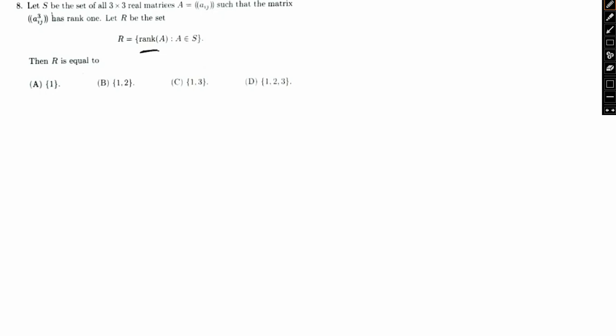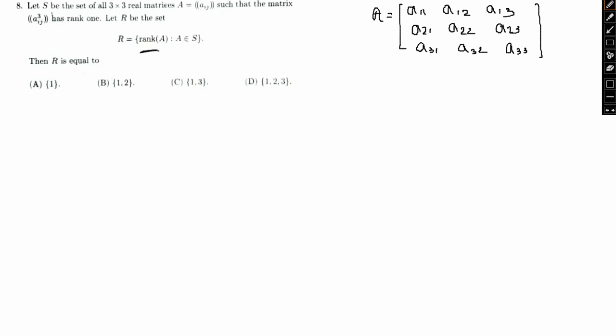Let S be the set of all 3 by 3 matrices A such that the matrix of cubes of the entries of A has rank 1. Let R be the set of ranks of A, for A an element of S. Then R is equal to... Okay, so let's take a look. Suppose we talk about A, so A will go from A11, A12, A13, A21, A22, A23, and A31, A32, and A33.